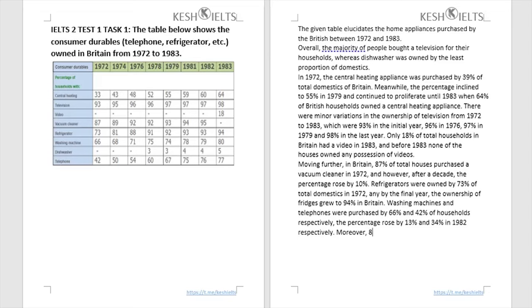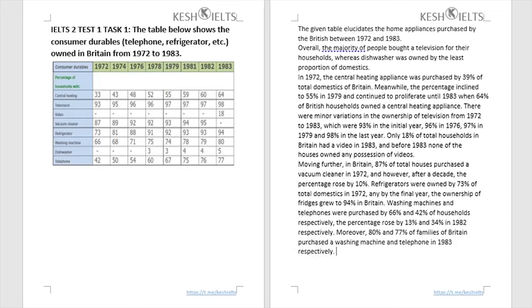Okay, and moreover, 80% and 77% of households. Well, instead of writing households every time, I can say families of Britain purchased the washing machine and telephone in 1983 respectively.